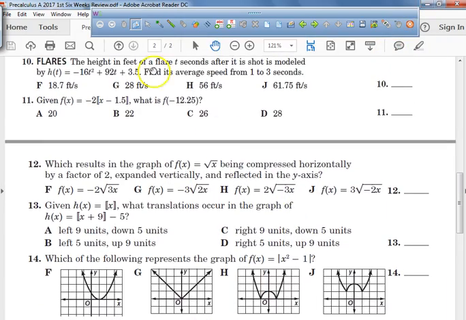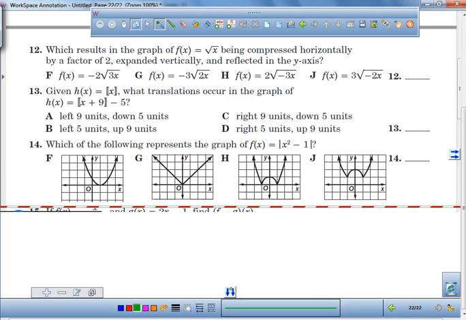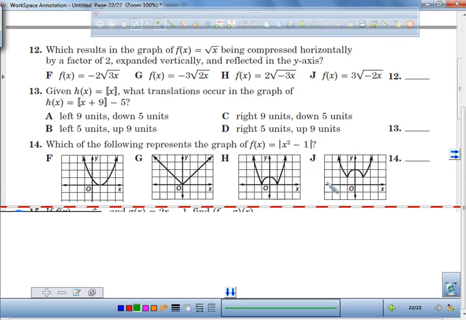Right. Number 14, this is a gimme. It's a gimme because literally all you have to do is type that in and look at the graphs. So, let me show you how to type it in, or are you guys doing that?